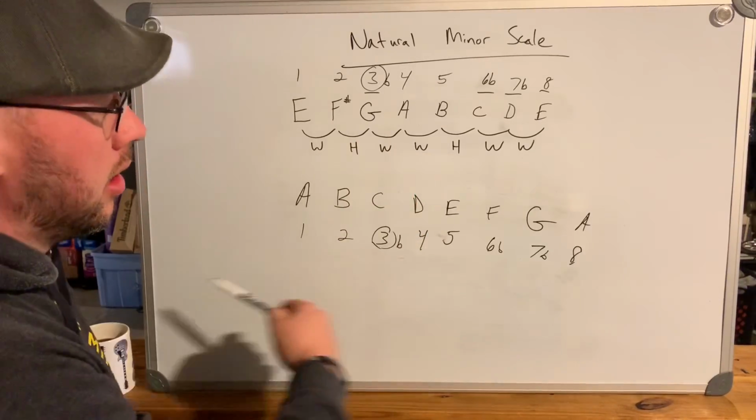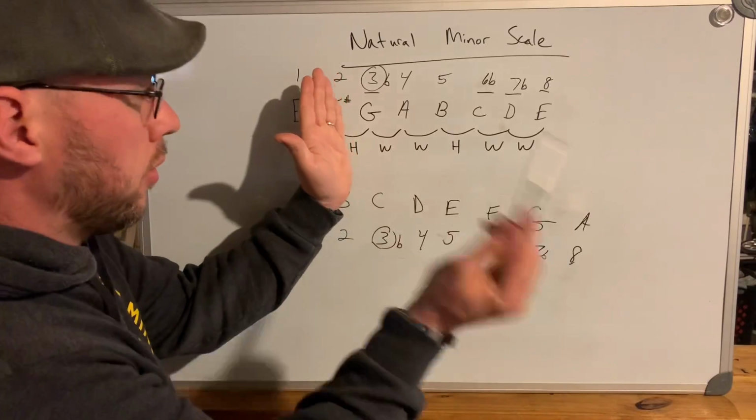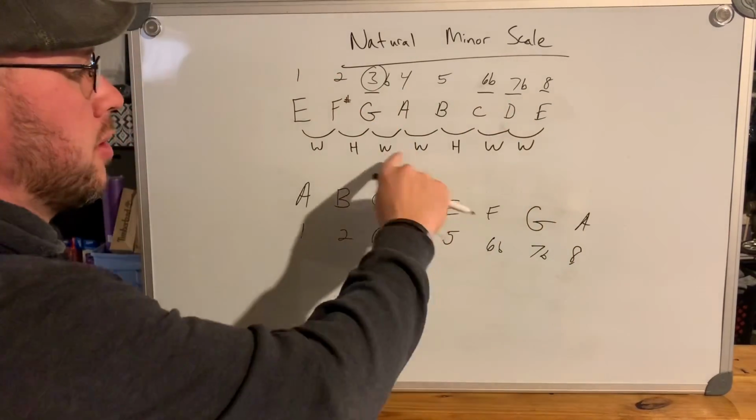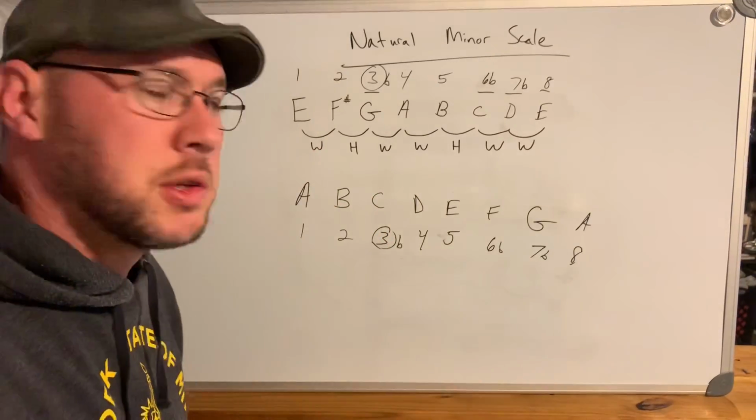And because of the pattern, if you looked at the pattern, that major scale starts whole step, half step, whole step, whole step, half step. It just starts here and wraps around. It's the same scale, just started in a different spot.